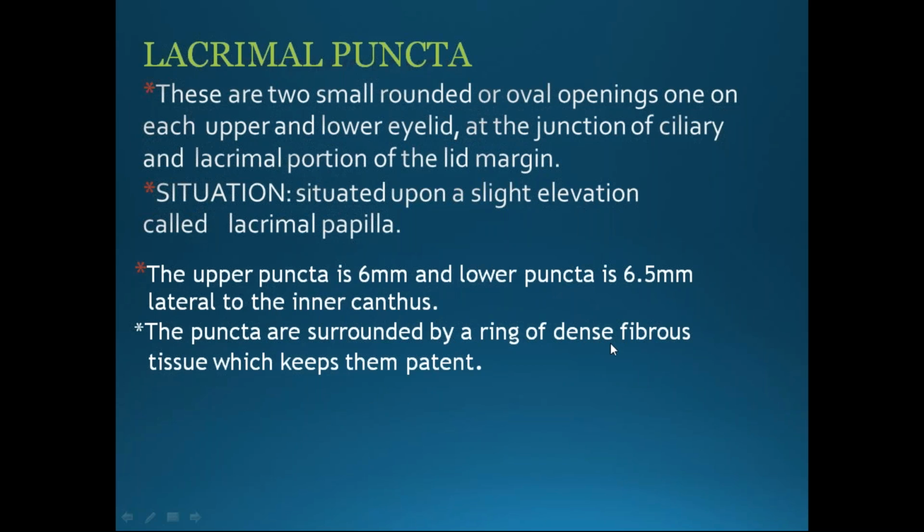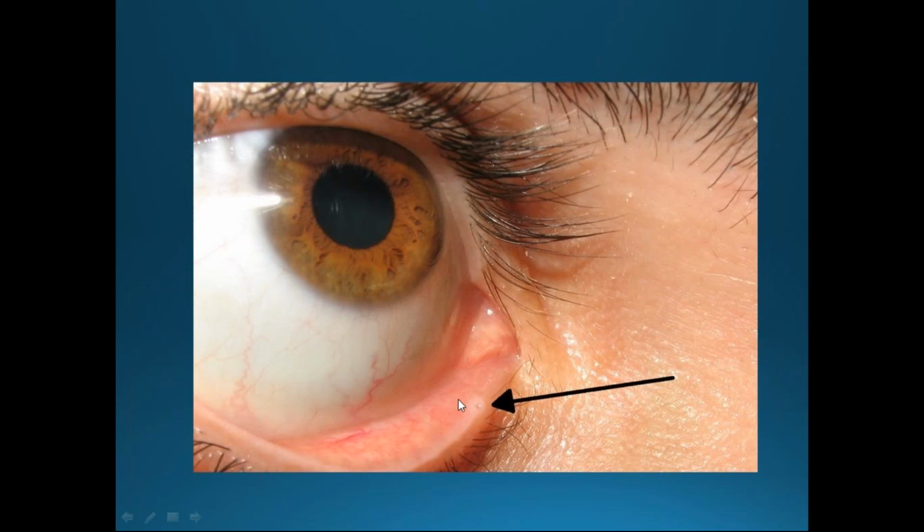The puncta are surrounded by a ring of dense fibrous tissue which keeps them patent. They should be patent; if they collapse, there will be epiphora. That is why the punctum is surrounded by dense fibrous tissue. This is the lacrimal punctum, which is situated about 6 mm away from the medial canthus. This is the medial canthus. This is the papilla above which is the lacrimal punctum. This is the opening, called the lacrimal punctum. Here also you can see the papilla, and it contains the opening.